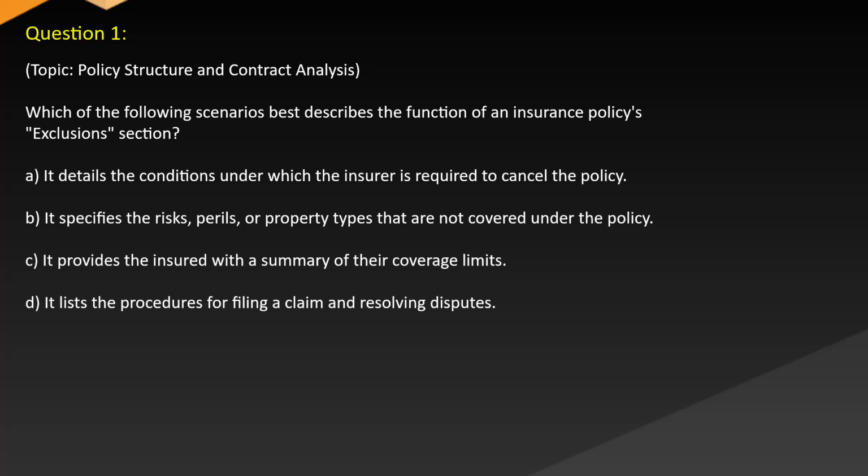A. It details the conditions under which the insurer is required to cancel the policy. B. It specifies the risks, perils, or property types that are not covered under the policy. C. It provides the insured with a summary of their coverage limits. D. It lists the procedures for filing a claim and resolving disputes.